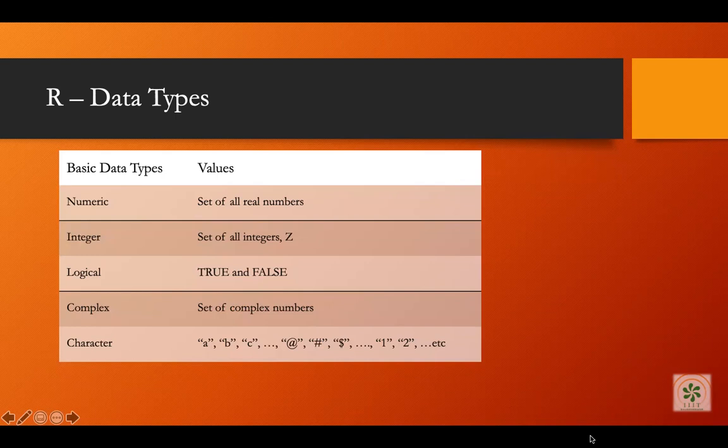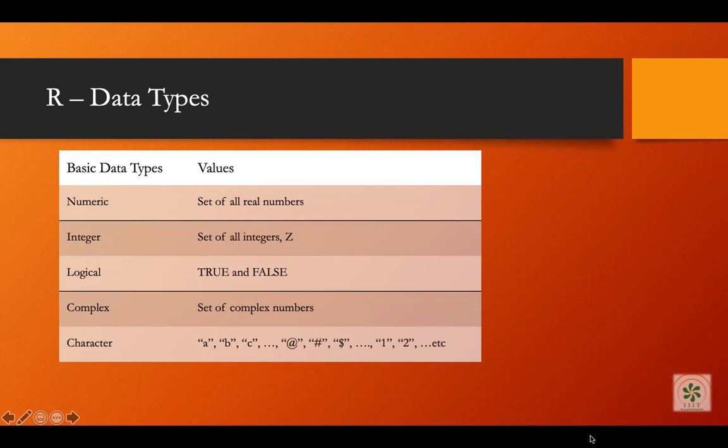And here it will always be stored in the form of double. Now the second one is the integer one. Here we have the set of all integers. Then we have the logical data type, which is definitely true and false.